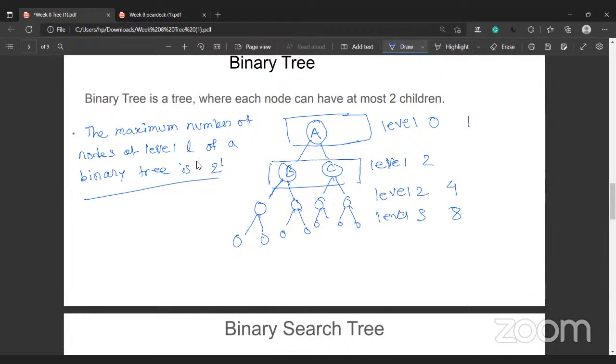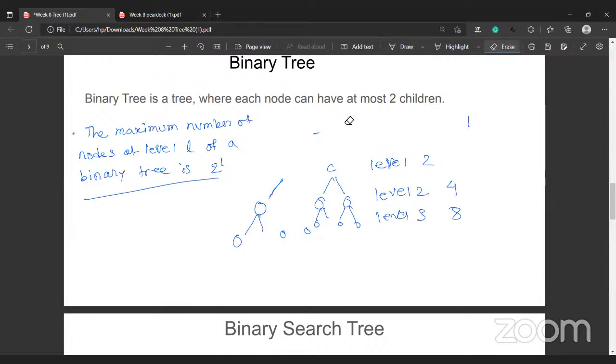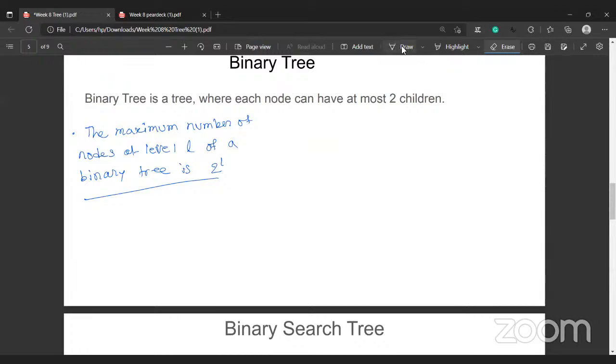So what will be the maximum total number of nodes? Okay, let's take an example, that will be helpful. Suppose the height of the tree is 0. Then the total number of nodes is 1, which is 2 to the power 0. 2 to the power 0 is equal to 1.